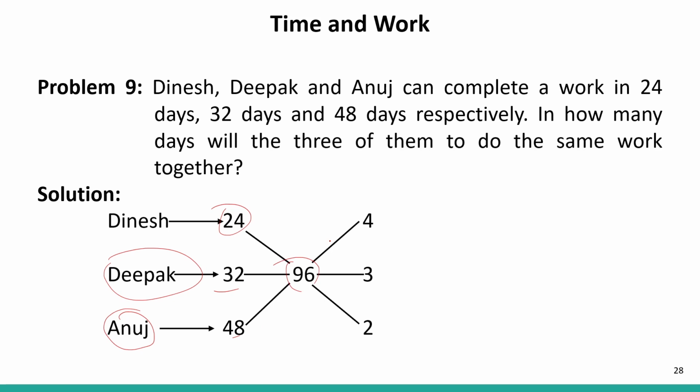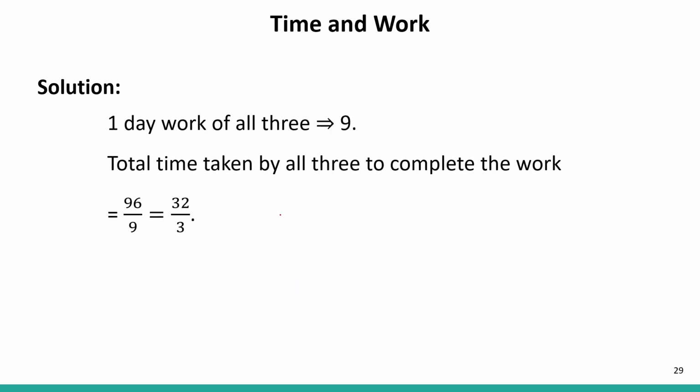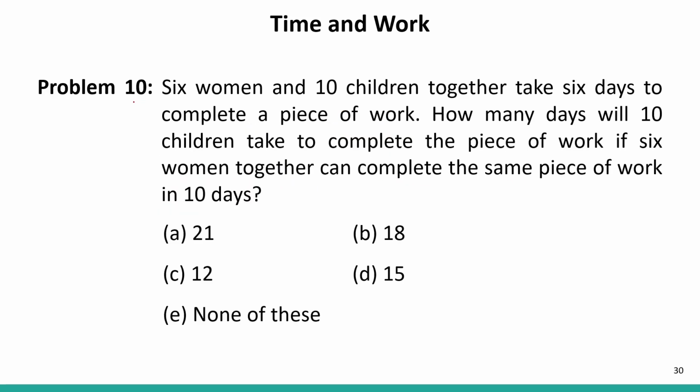So summing them up and getting their ratios via the work efficiency will be what? 4 is to 3 is to 2. Okay, so 1 day work for all 3 is equal to 9. So 96 by 9 is equal to 32 by 3. So this is the correct answer. That is, total time taken by all 3 to complete the work is 32 by 3. Let's go forward with problem number 10.